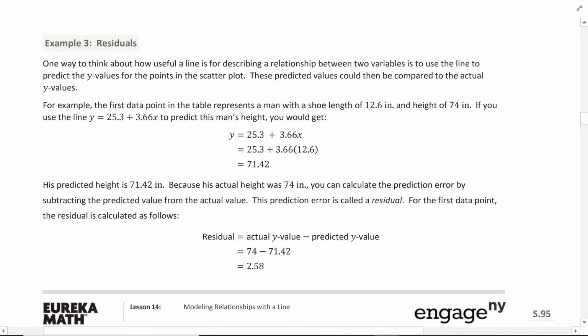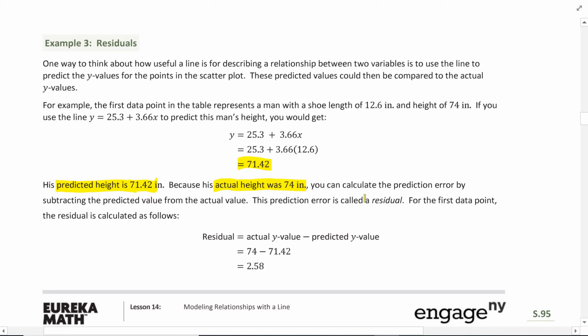So it says, for example, the first data point in the table represents a man with a shoe length of 12.6 and a height of 74. If you use the line y equals 25.3 plus 3.66x to predict the man's height, you would get the following. So, if you plug in 12.6, this is the answer you'll get. Now, to find the residual, we know his predicted height is 71.42. His actual height is 74.